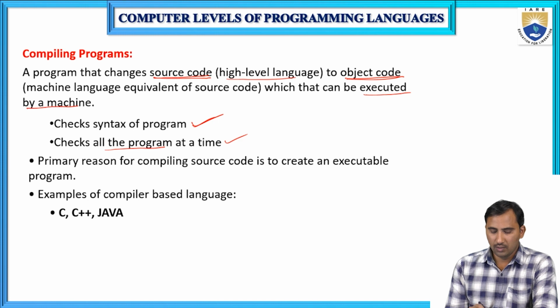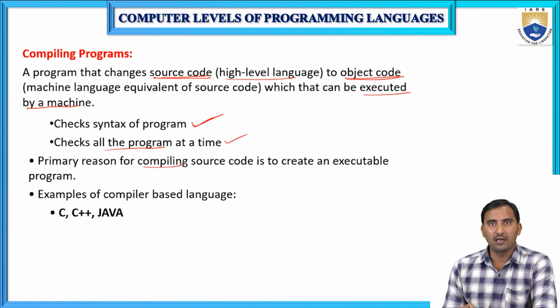So what is the primary reason for compilation? The primary reason is to convert the high level language program to machine language code. That is the main purpose of compilation. Examples of compiled languages are C, C++, Java, SQL, Visual Basic. These are different examples of compiler based programming languages.